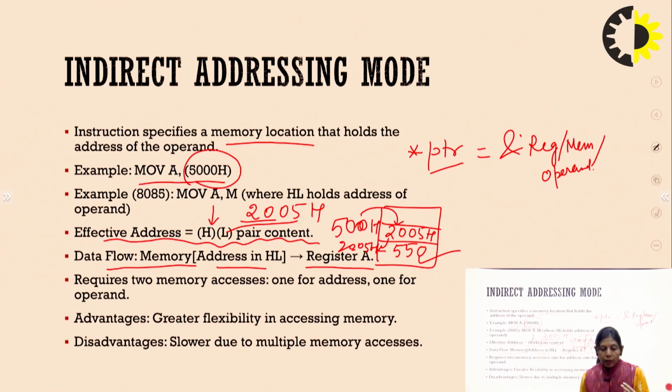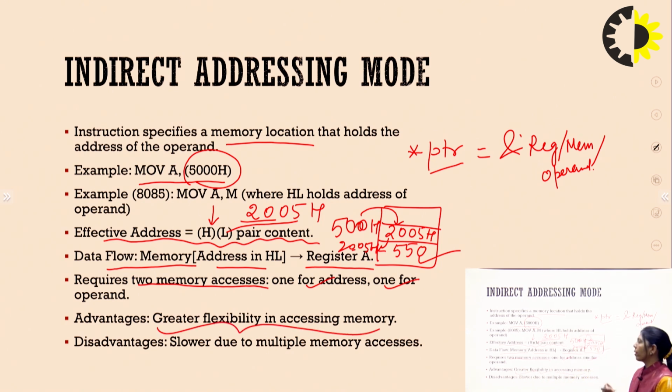So we can say earlier we required just one memory access, but now two memory accesses are required, one for the address and one for the operand. One contains the address and another contains the operand. Even though the path is long, there is greater flexibility in accessing the memory. We can store more data. Earlier, we were restricted by the address space, but now we can store more data.